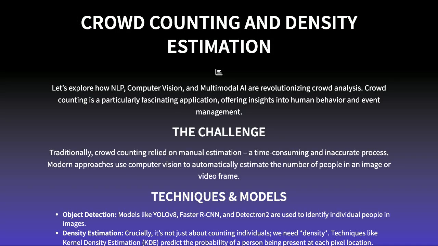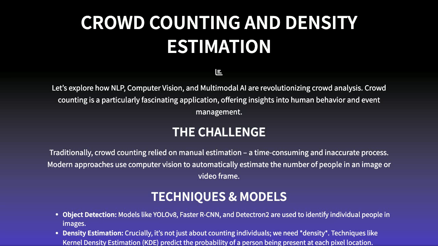Okay, so let's dive into crowd counting. It's a really interesting area where AI is making a huge difference. Historically, people counted crowds by hand, which is obviously slow and unreliable. But now, computer vision comes to the rescue. We use models like YOLO or Detectron2 to spot individual people in images. However, simply knowing how many people are there isn't always enough. We need to understand density. Density estimation techniques like kernel density estimation or adapting models like SAM tell us how likely a person is to be at each point in the image, basically how crowded it is.